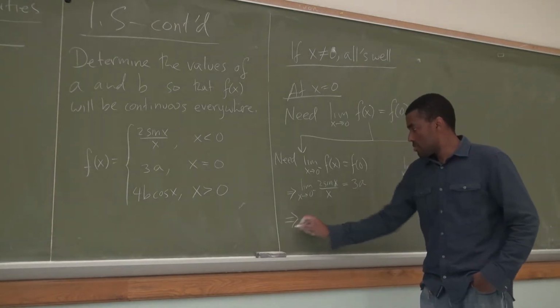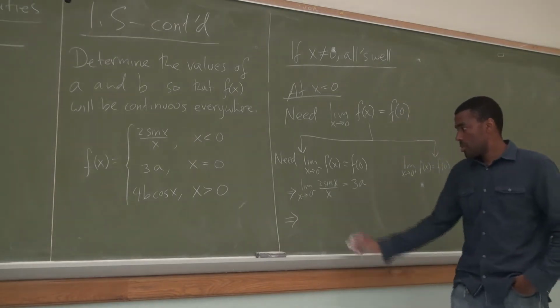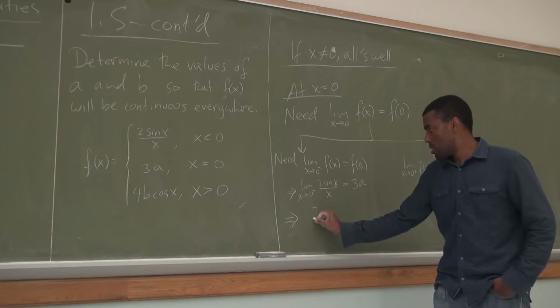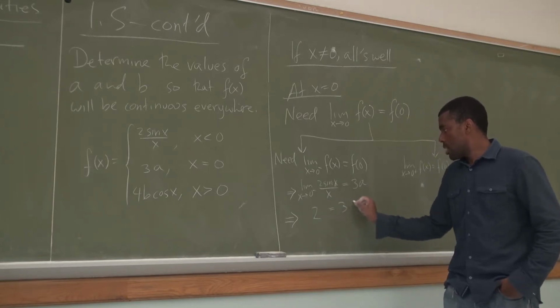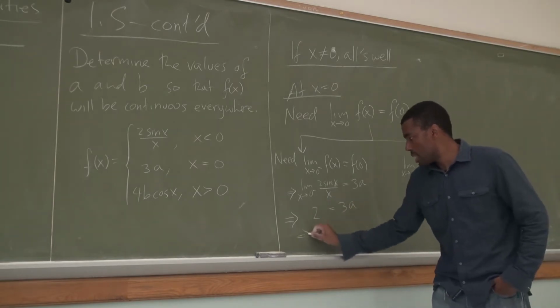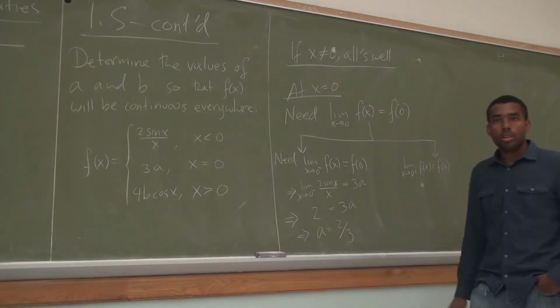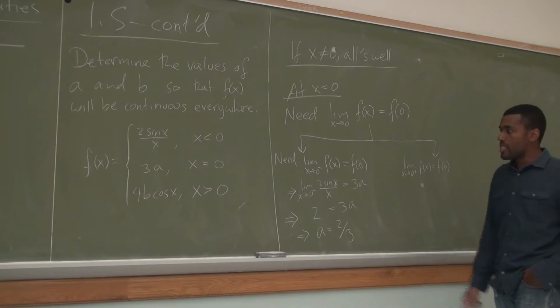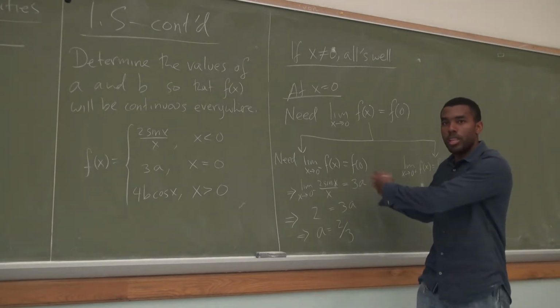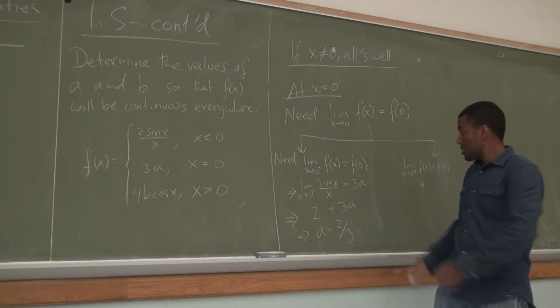Which means this is actually equal to what? Well, this is actually equal to 2. And then this would mean that you need your a to be equal to 2/3. So once your a is equal to 2/3, you're going to connect things from the left side. And that's good.